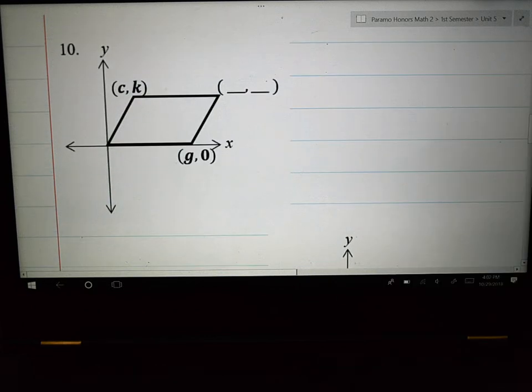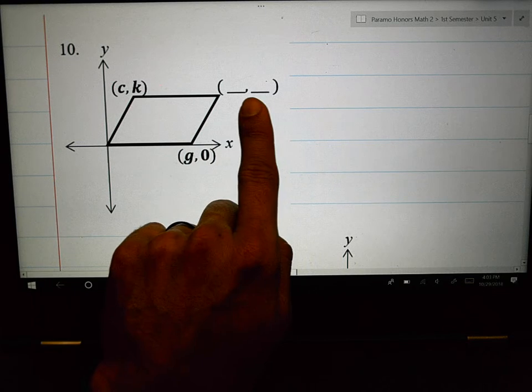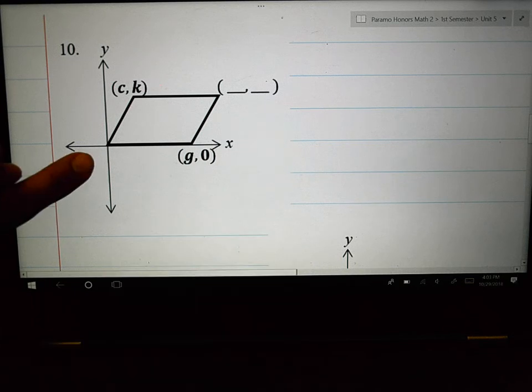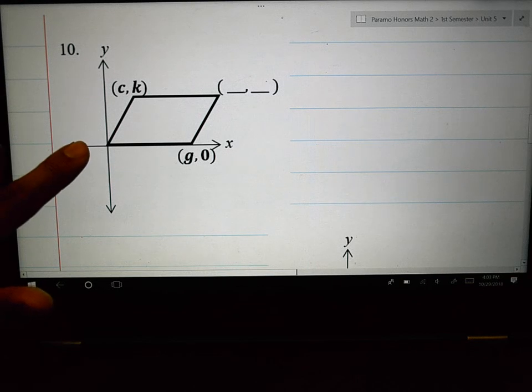Number 10. I picked number 10 because it was a little bit tougher. I picked it because it deals with a parallelogram. It has 3 points. We only need to find this one, even though this corner is not labeled. This is at 0, 0. Sometimes you might need to figure that out, 0, 0.